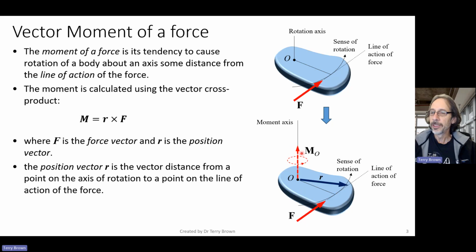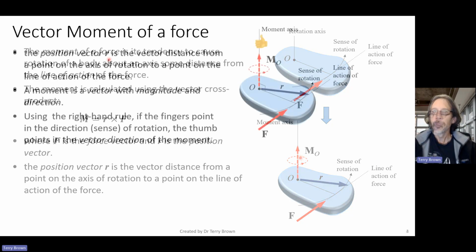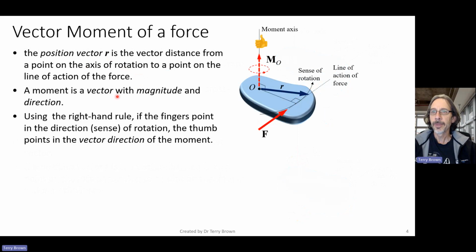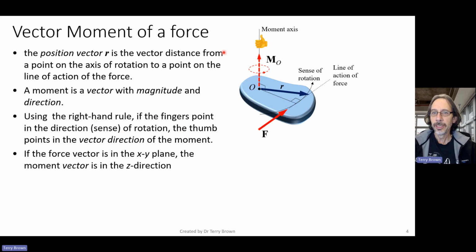Again, just a reminder here that in talking about the moment of a force, it's a vector. So here we've got the vector shown acting along this axis here. And then we've got the little arc with an arrowhead to show the direction of the rotation. So using the right-hand rule, if your fingers point in the direction of the rotation, your thumb will point in the direction of the moment. All right, so I've already said the position vector R. The moment is a vector with magnitude and direction, and we use the right-hand rule. Okay, so I've just done that already.